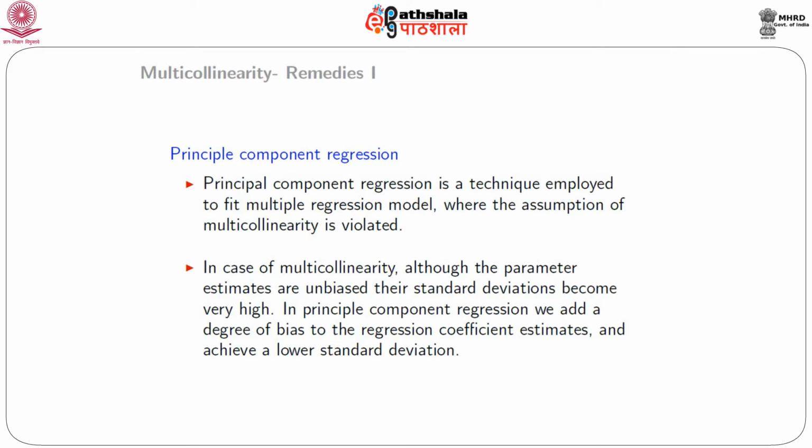So principal component regression is a technique employed to fit a multiple regression model when the assumption of no multicollinearity is violated. In case of multicollinearity, although the parameter estimates are unbiased, their standard deviations become very high. In principal component regression, we add a degree of bias to the regression coefficient estimates and achieve a lower standard deviation. So the bottom line here is to compromise the unbiasedness of the regression coefficients to achieve a lower standard deviation.